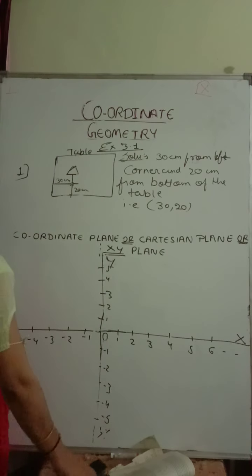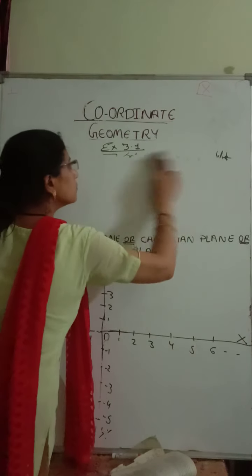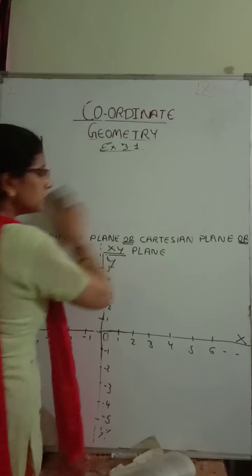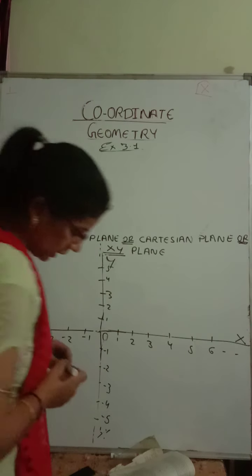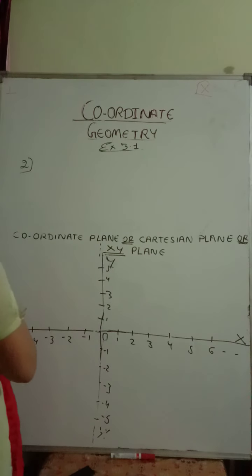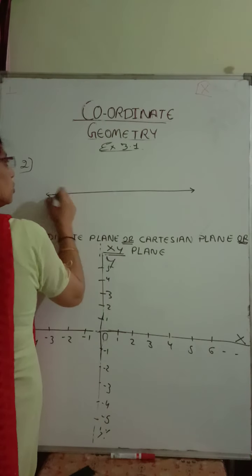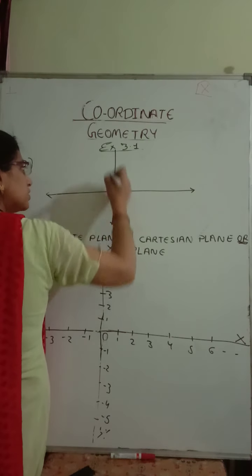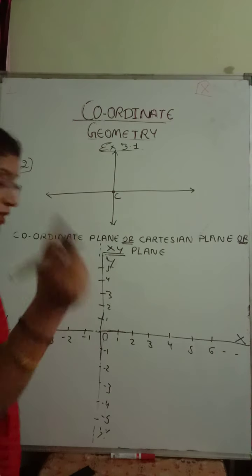Okay, then let us move to second question. What is question number 2? There is a street plan. They are saying a city has two main roads which cross each other at the center of the city. So the city has two main roads. Let this be one main road and this be the second main road which cut each other at the center of a city. This is the center of the city.